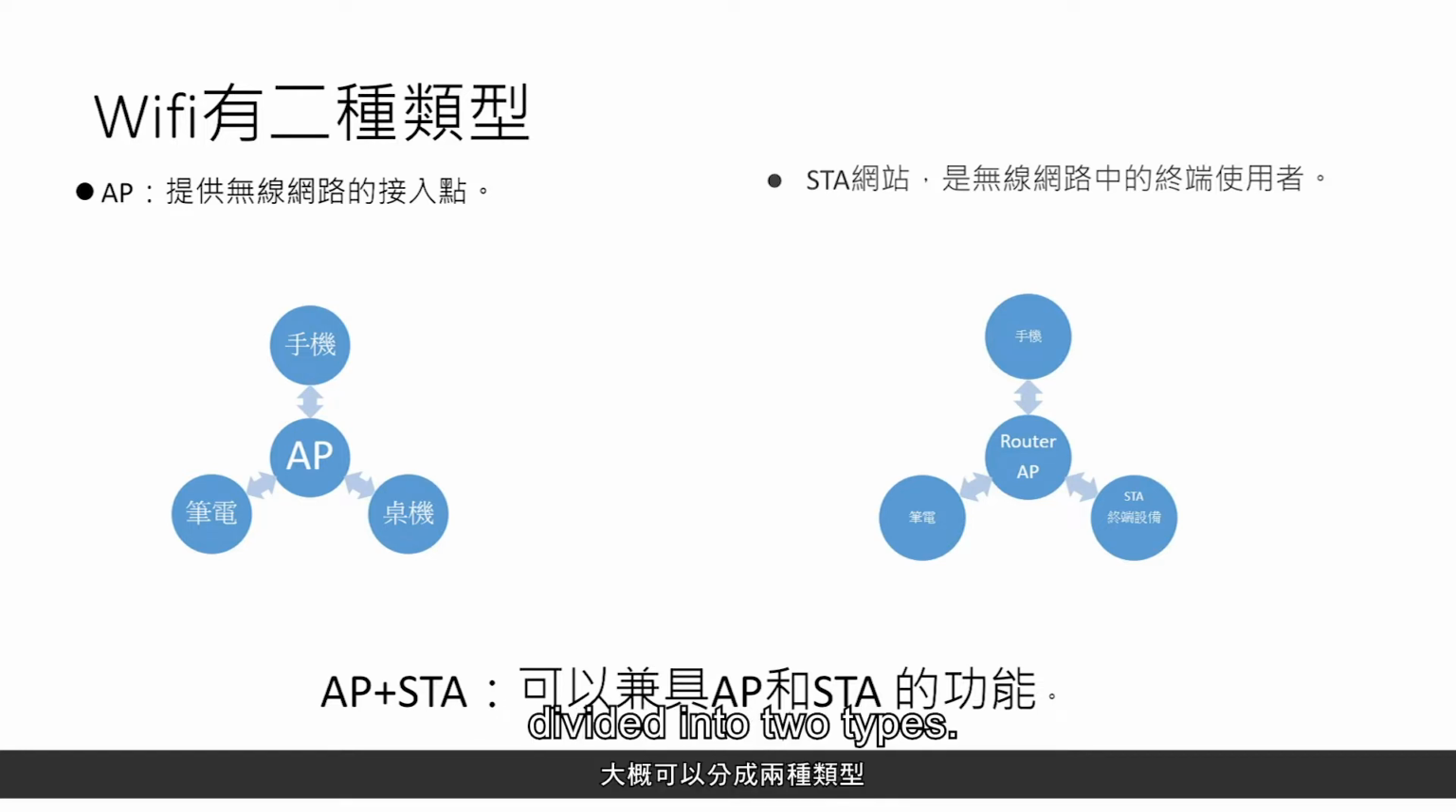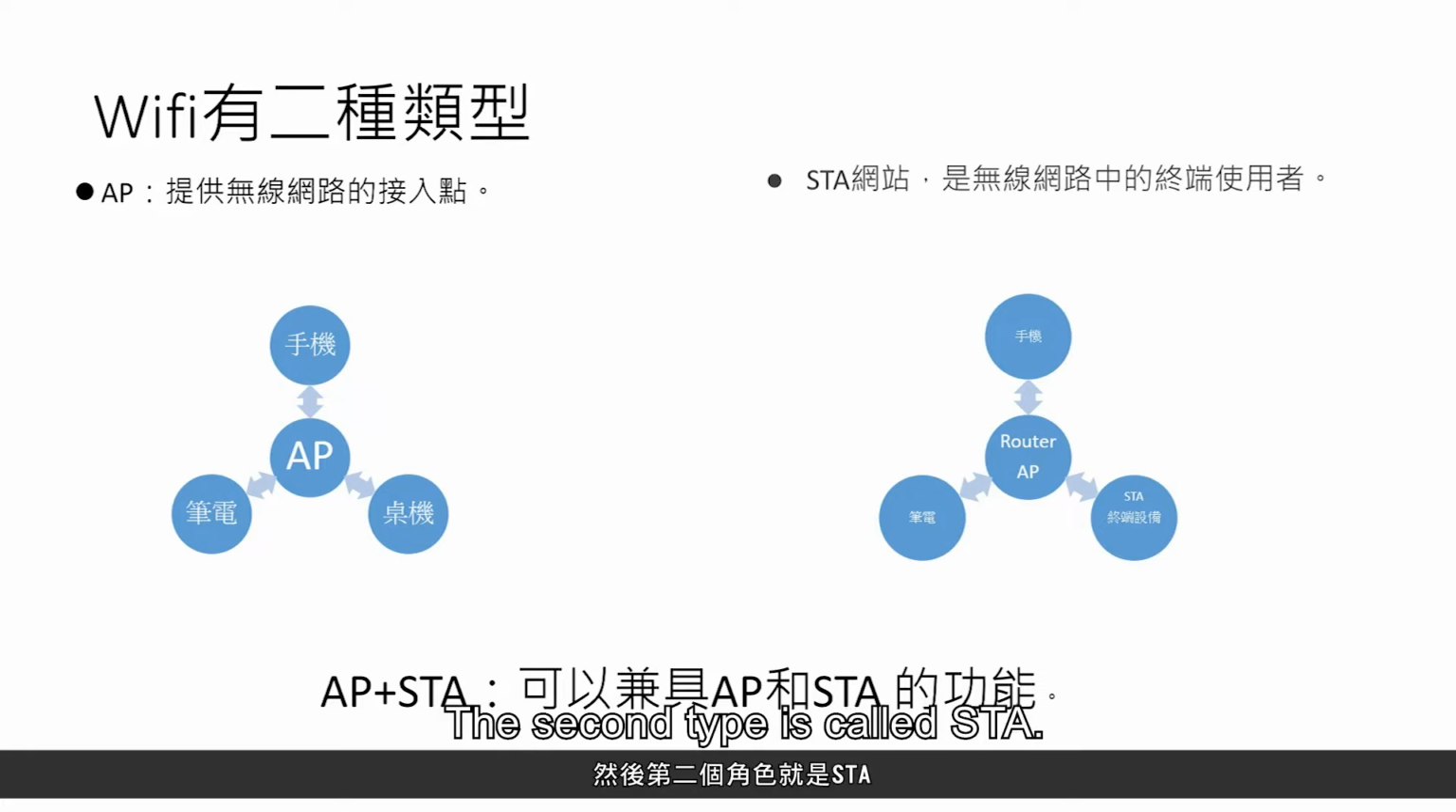Wi-Fi devices can be divided into two types. The first type is AP. What is AP? It provides an access point to a wireless network. The transmission of the entire network is provided by the AP Wi-Fi.